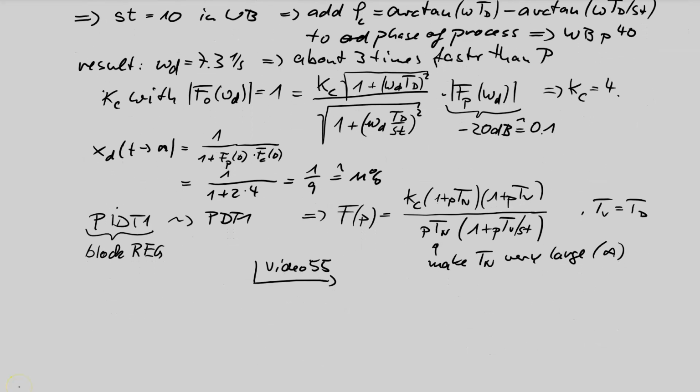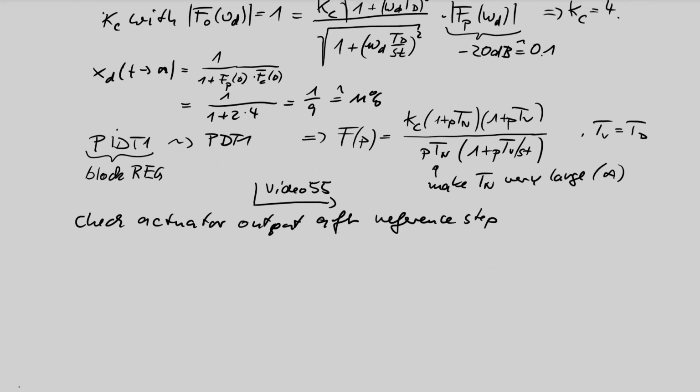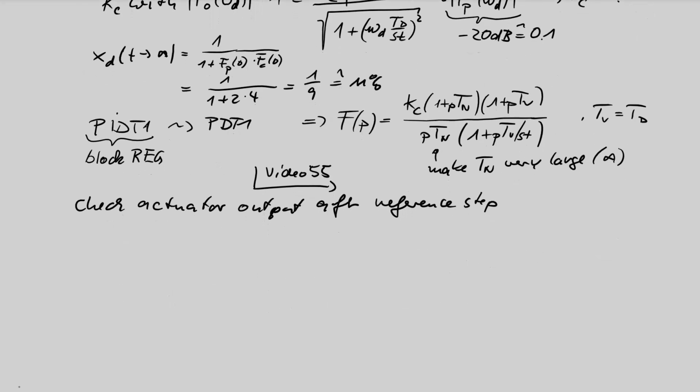Next point is to check the actuator output after the reference step and compare with the P controller, that we have done in all previous projects. In our case, we get the following result.